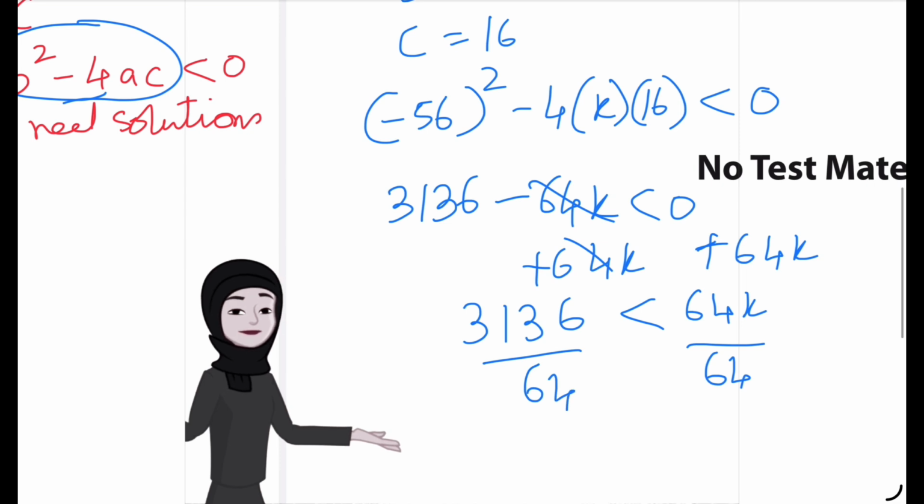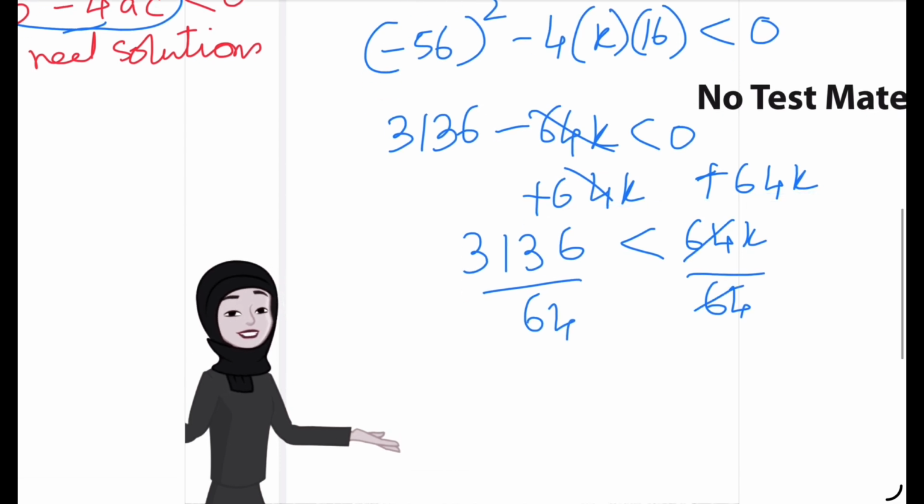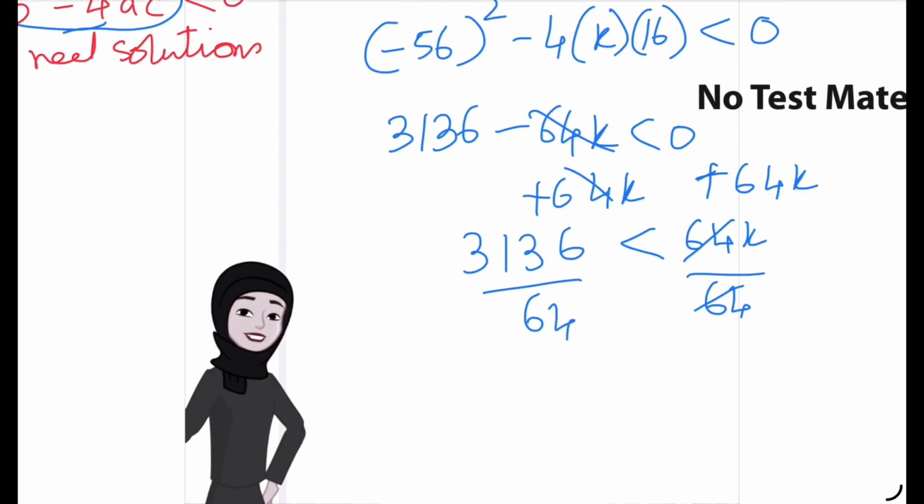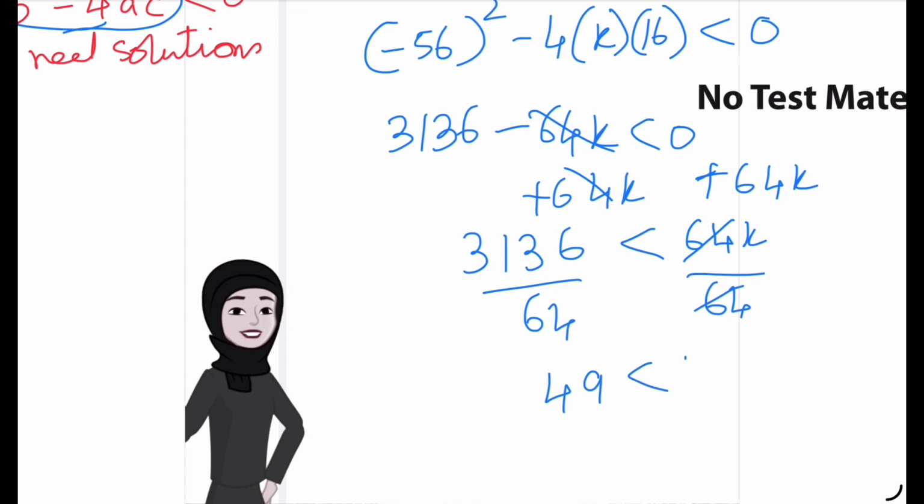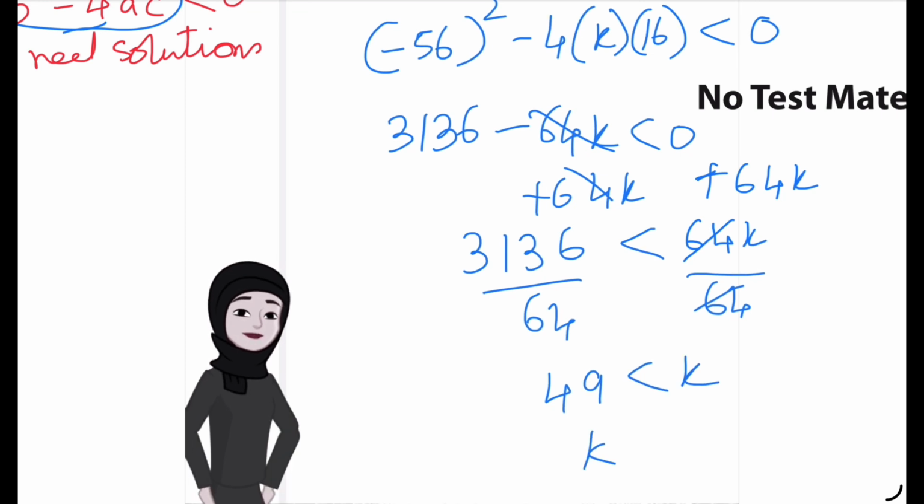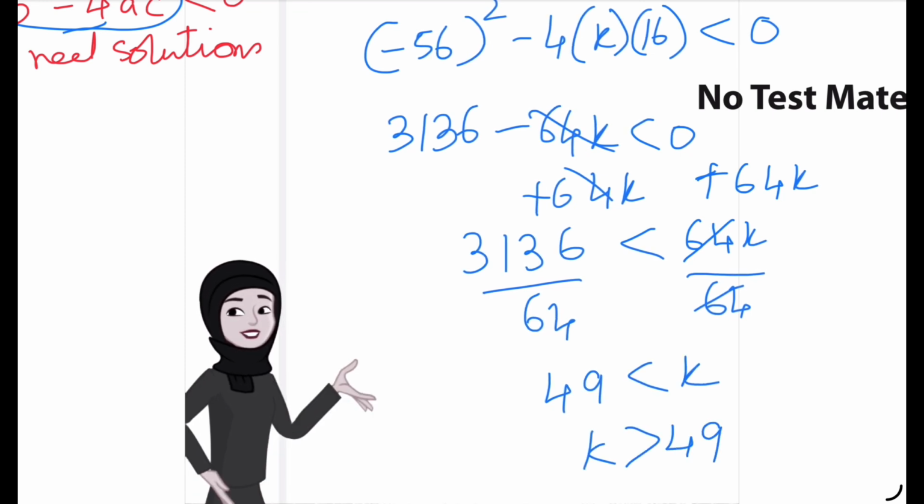Now to solve for k, just divide both sides by 64. When you divide 3136 by 64, you will get 49 is less than k. Or in other words, k should be greater than 49.